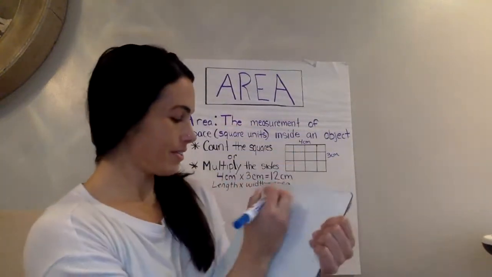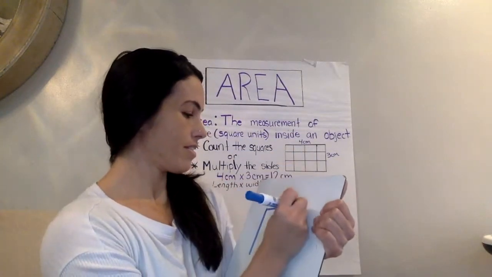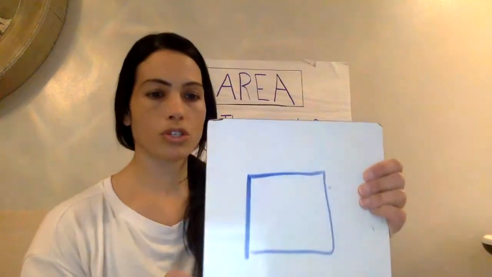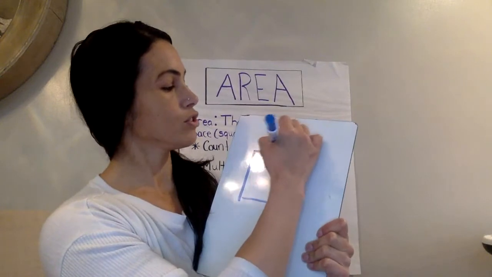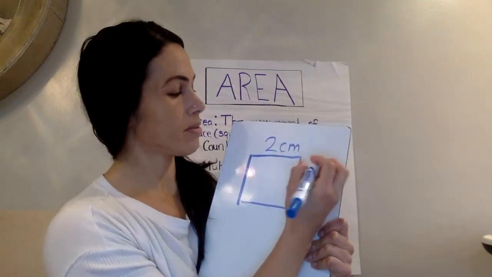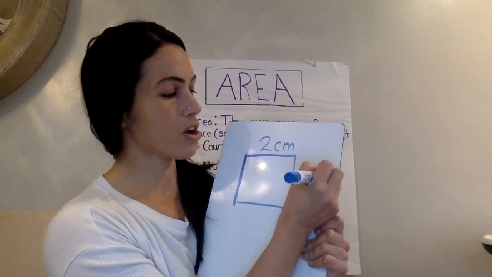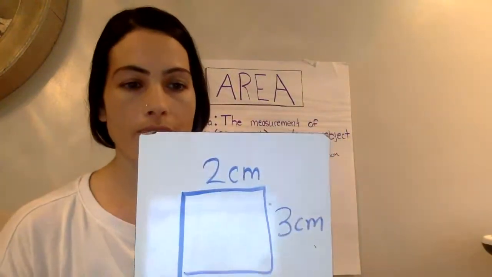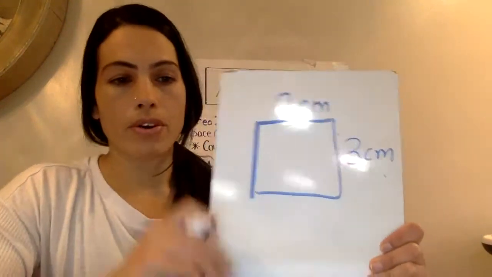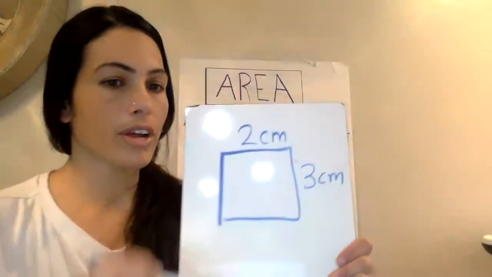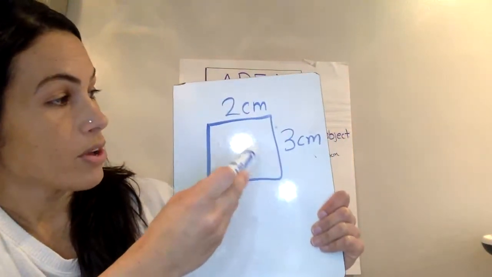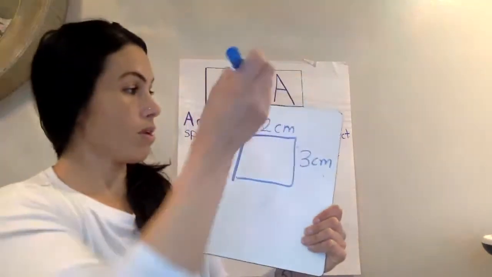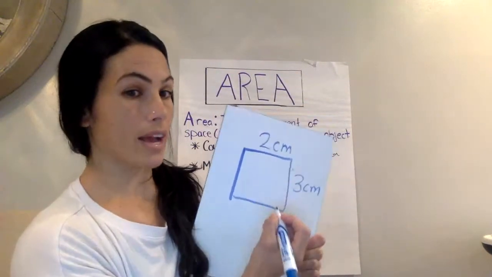So let's look at if we have this square. And I have 2 centimeters by 3 centimeters. I'm going to start off with lower numbers. Okay? So if you had this shape and they asked you to find the area, they're going to say you need to find the area of this shape. You could either, one way was make squares if that helps you.